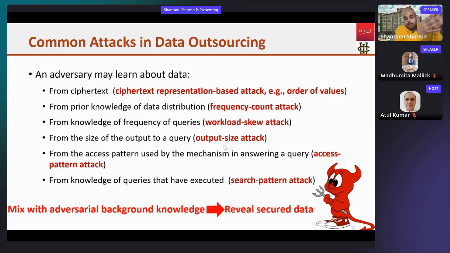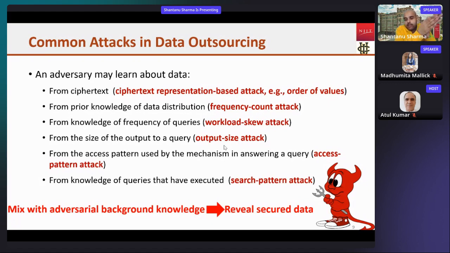So based on this type of knowledge that the adversary acquired from the background, the adversary can know which queries the user is asking and which rows are satisfying these queries, while the query is encrypted and the data is also encrypted. The output size attack is similar to the frequency count attack. Whenever we execute a query and return the number of rows to the user, based on the count of rows, the adversary can know how many rows are satisfying a particular value, the query keyword, and it will again reveal the data distribution.